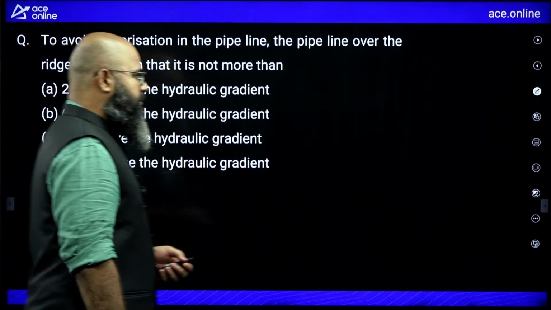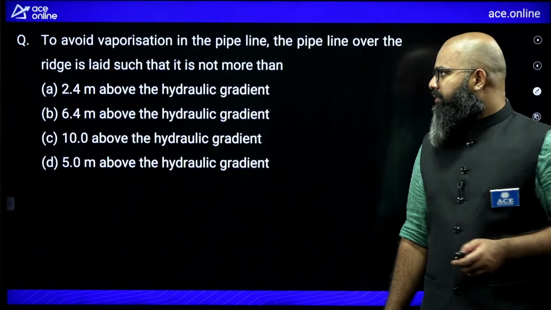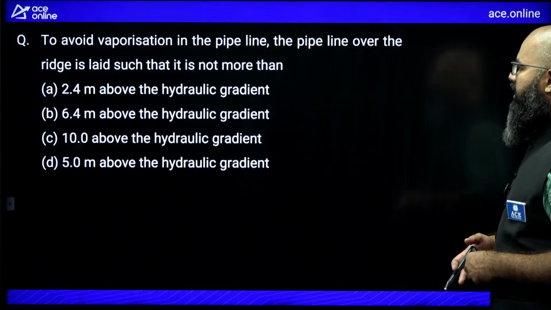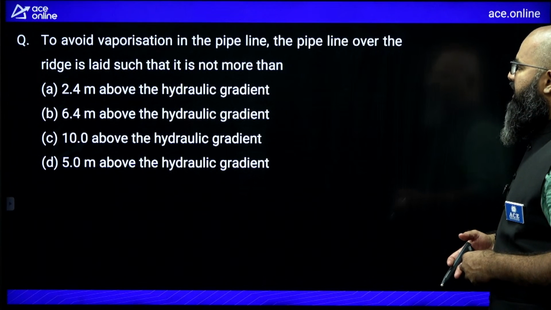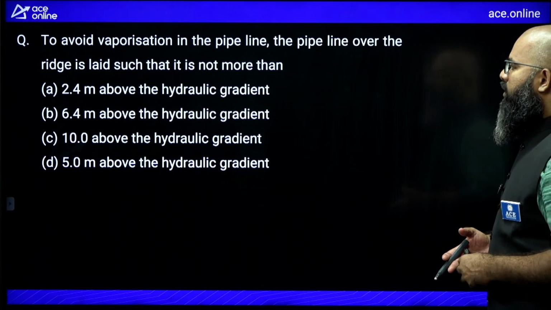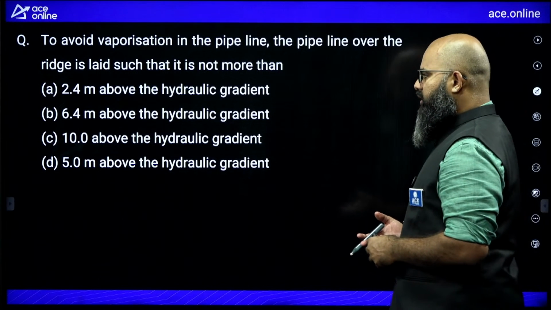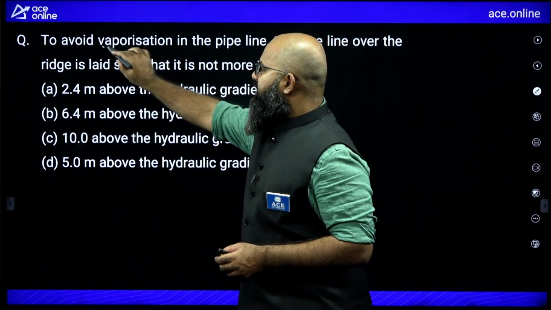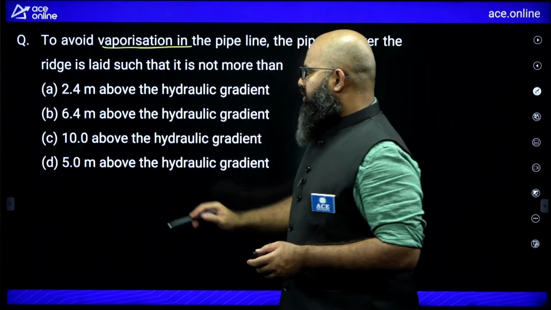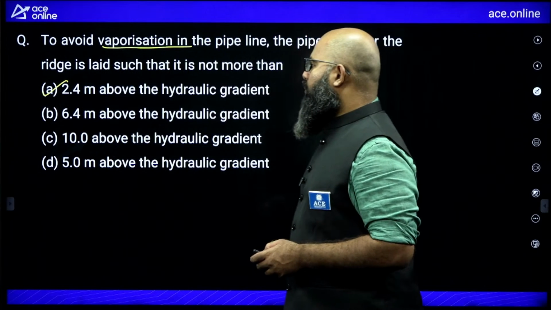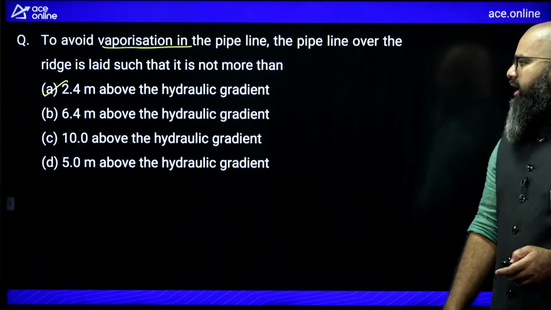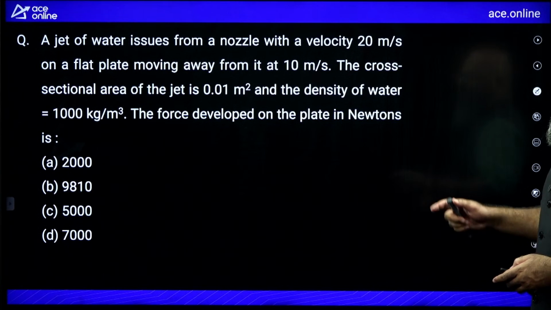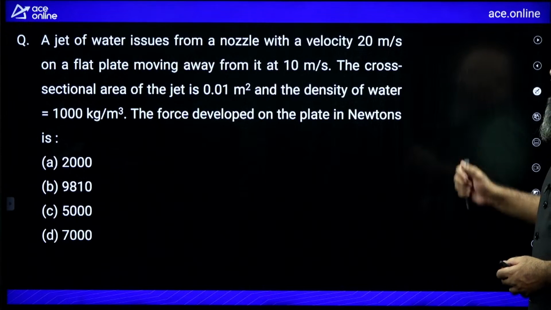Moving further, look at this question now. To avoid vaporization in the pipeline over the ridge, it is laid such that it is not more than... Now see, ridge, to avoid vaporization, basically cavitation is supposed to be avoided. So generally we take this value 2.4 meter above the hydraulic gradient line.